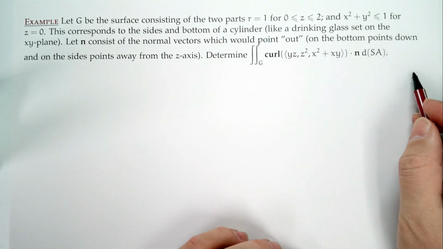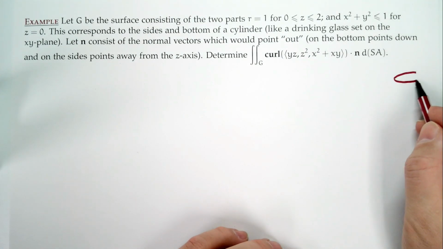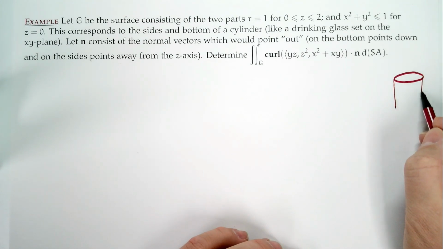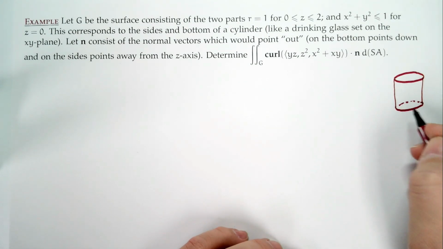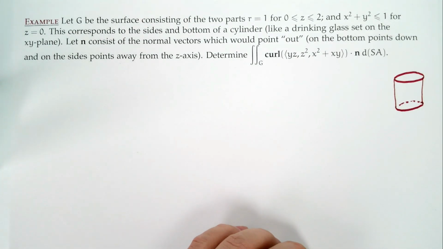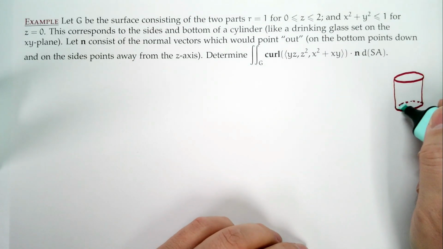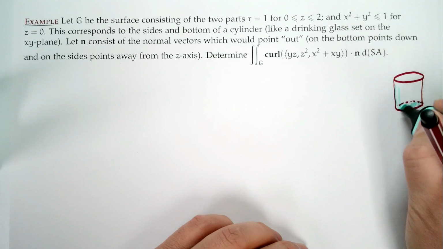So what we have is this top circle here, and it goes down, and then we have this bottom part here. And what do we include? Well, we're going to include the bottom, and we're going to include the sides.